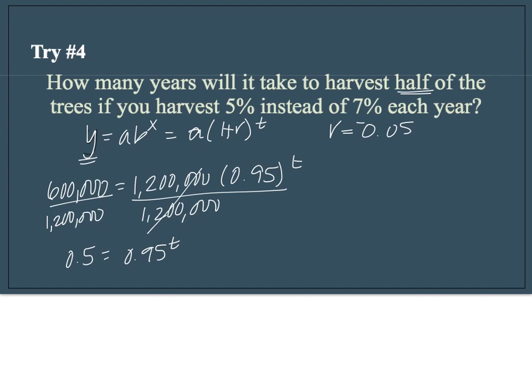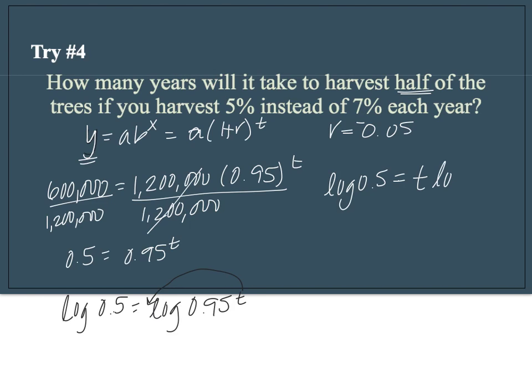All right, and then we need to raise each side to log. So log of 0.5 equal to log of 0.95 to the t. Okay, t then needs to move to the front. So this then becomes log of 0.5 equal to t log of 0.95. Lastly, we're going to divide by log of 0.95.